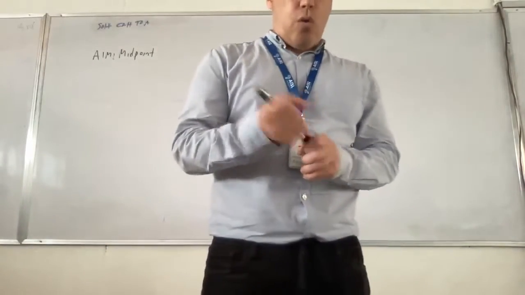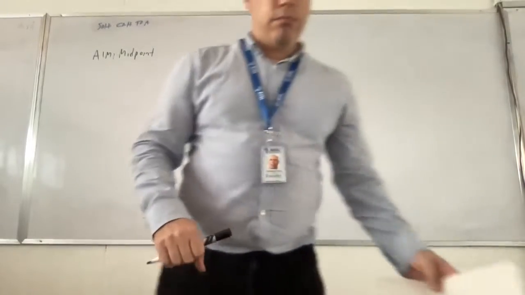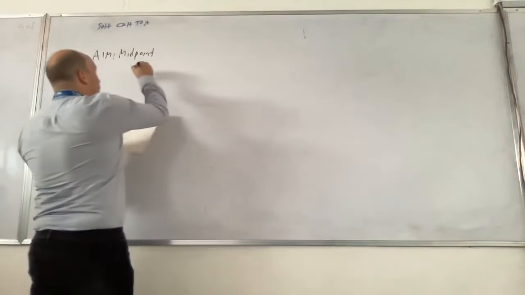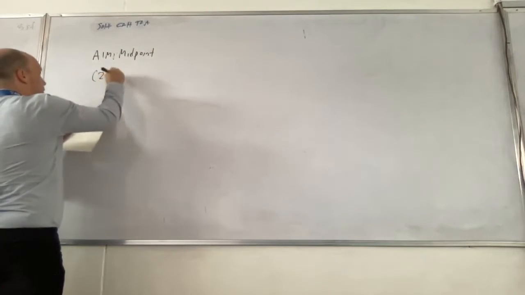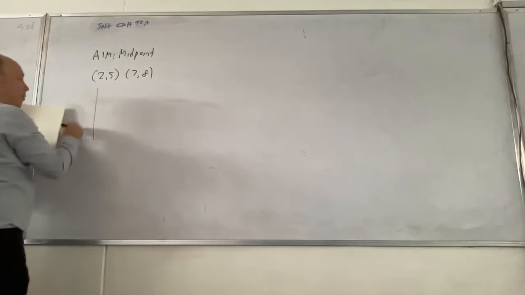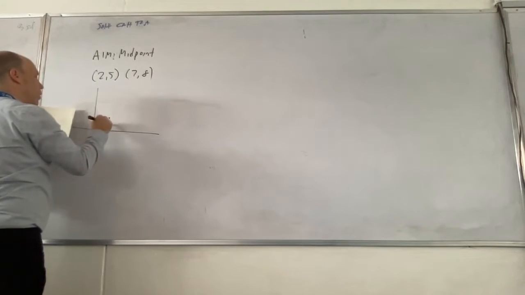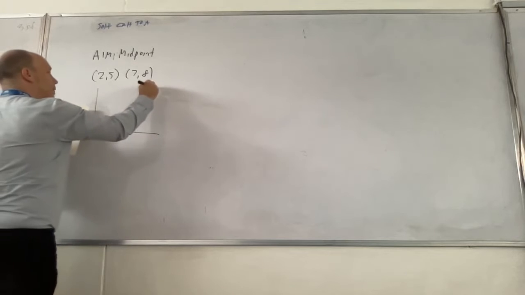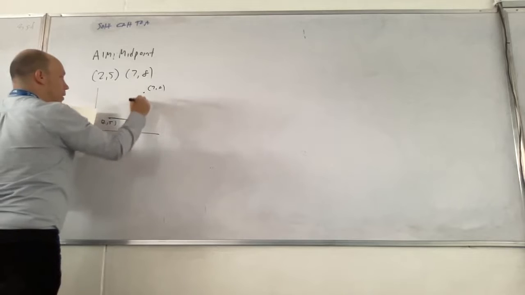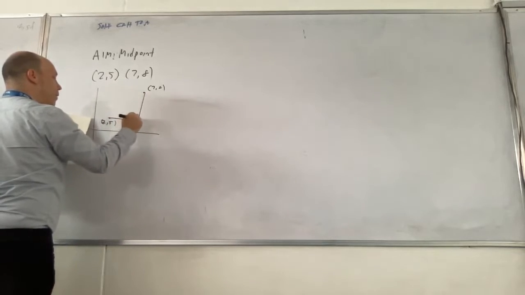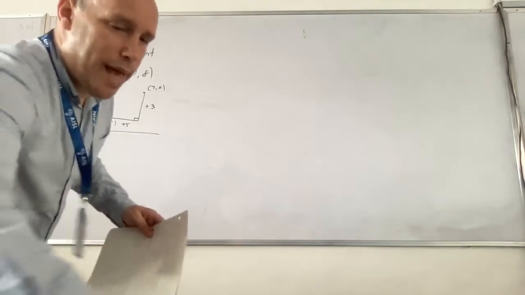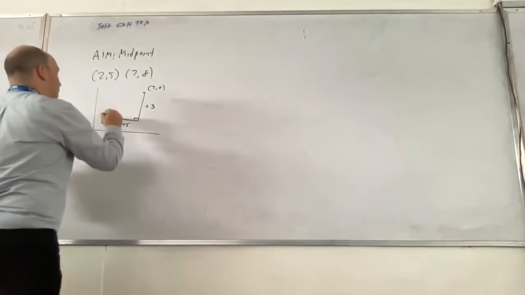Okay, so we have, let's see. From last class, we have (2, 5) and (7, 8). You can decide to plot the two points, (2, 5) and (7, 8), and you can decide to take the journey. So this is plus 5, this is plus 3. And then we can draw the distance as the hypotenuse.